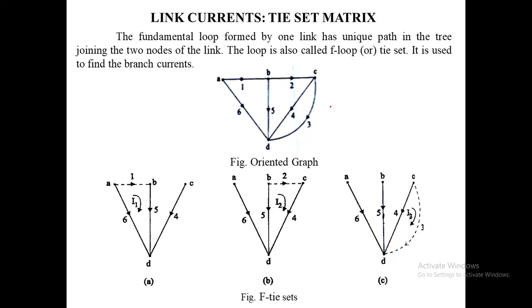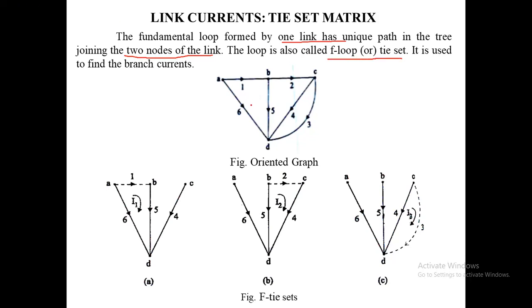Hi viewers, in this video we will discuss tie set, cut set and duality. First let's see about the tie set. The fundamental loop formed by one link has a unique path in the tree joining the two nodes of the link. The loop is called an F loop or tie set.